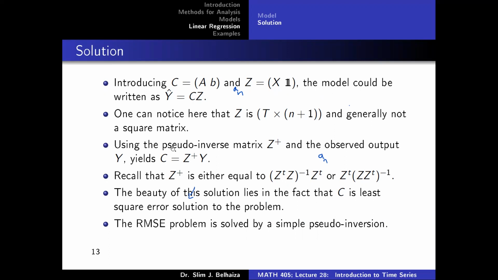So the idea here is to use the pseudo-inverse matrix to solve the problem. We introduce the pseudo-inverse matrix Z plus, and the observed output y yields that C would be equal to Z plus times y. Recall that Z plus is either equal to (ZT Z) inverse times ZT, or from the right side, ZT times (Z ZT) inverse. The beauty of this solution lies in the fact that C is the least square error solution to the problem, and the RMSE problem is solved by simple pseudo inversion.